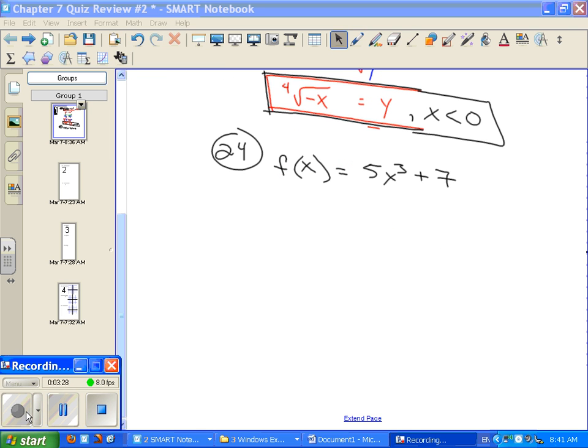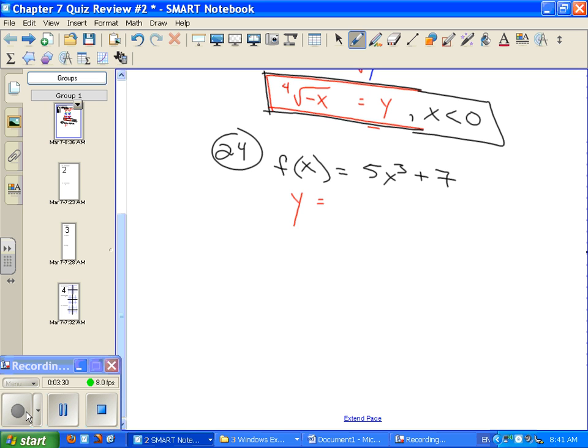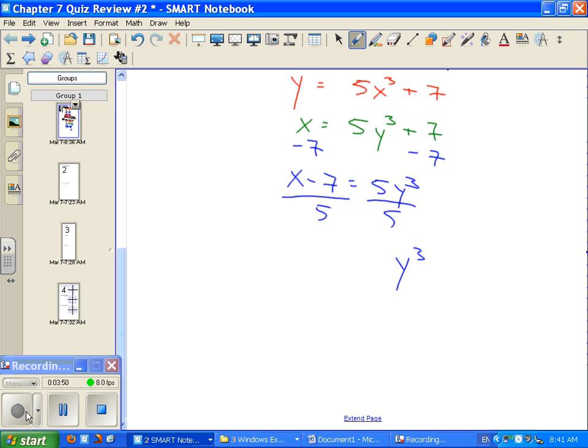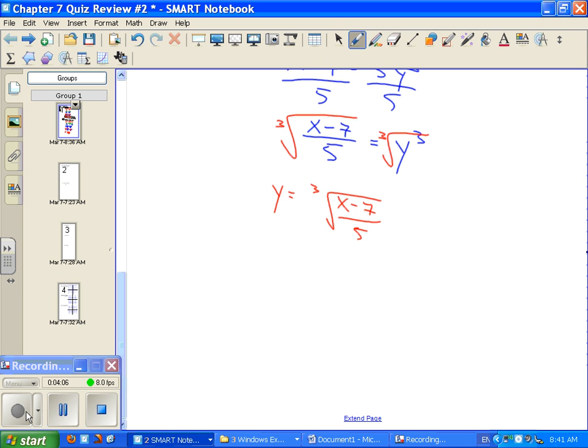Okay, same section, so I just want to rewrite this. Okay, swap them. So now I've got y to the third equals x minus 7 over 5. All right, now I'm not sure what the back of the book was going to say for this one as an answer. But I'm going to tell you that I don't want this as an answer.